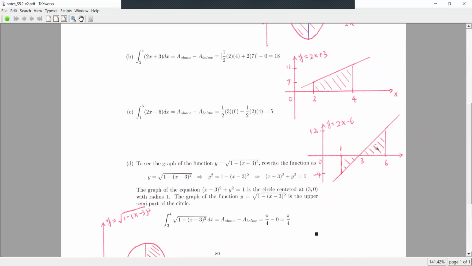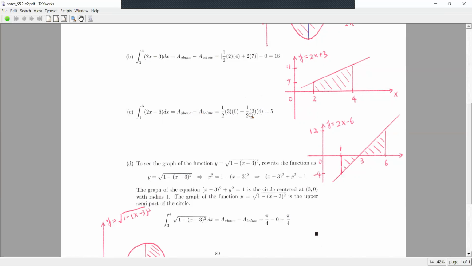About this region, the total area above the x-axis is this triangle. The area of the triangle is 1/2 times base, the base is 3, times height, the height is 6. So this is the area above the x-axis.